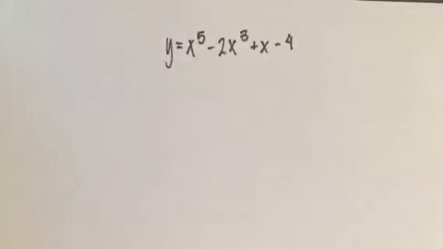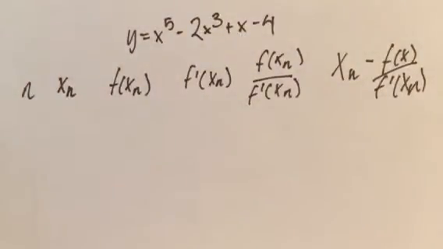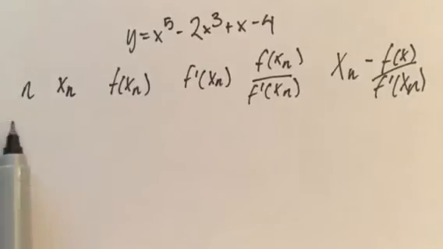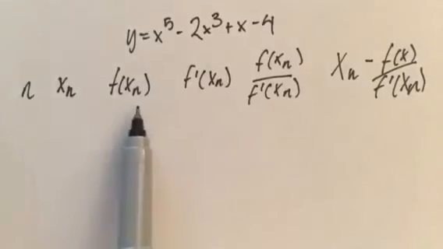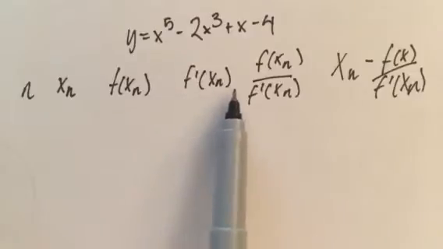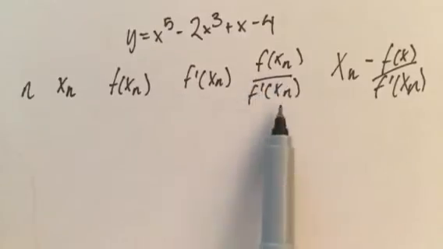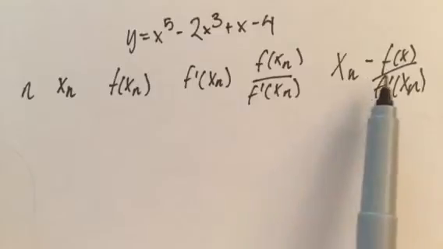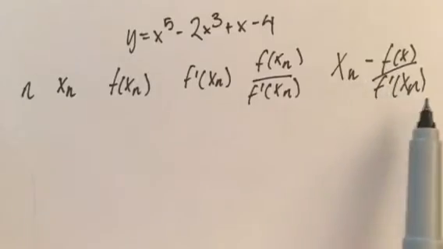Now we're going to solve this problem, x to the 5th minus 2x to the 3rd plus x minus 4, using Newton's method. You're going to need a calculator, something handy-dandy like this. The first step to solving this problem with Newton's method is you must make a chart. Your chart must include n, xn, f of xn, f prime of xn, f of xn divided by f prime of xn, and xn minus f of xn over f prime of xn.